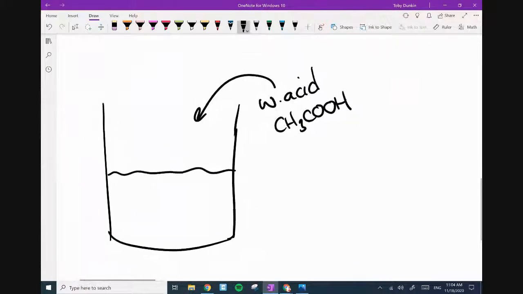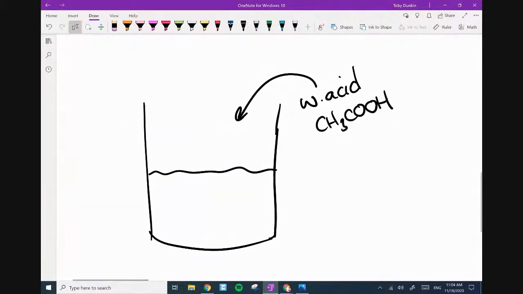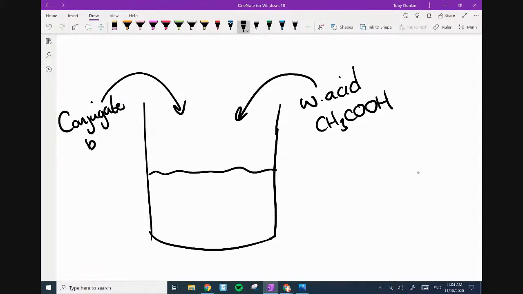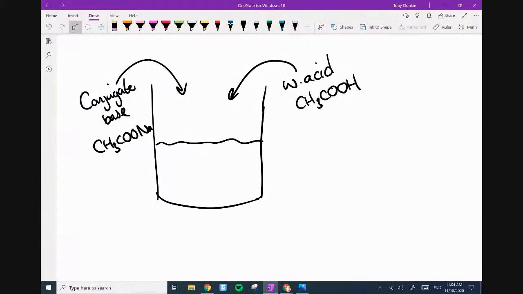We're going to add ethanoic acid, and we are then going to add its conjugate base, which is something like CH3COONa. And they're going to ask you to name these, by the way. So that would be ethanoic acid. And we're going to add to it sodium ethanoate, the conjugate base.